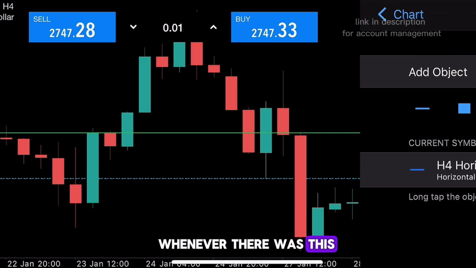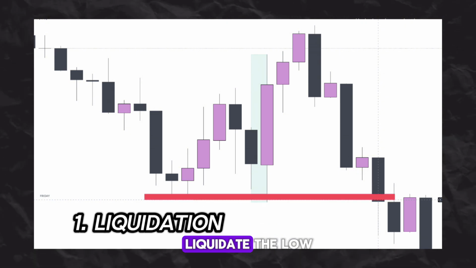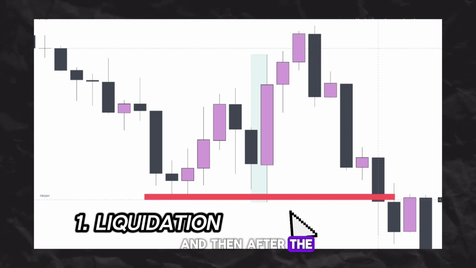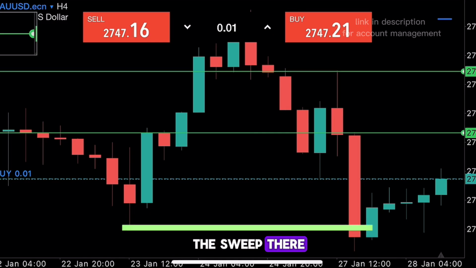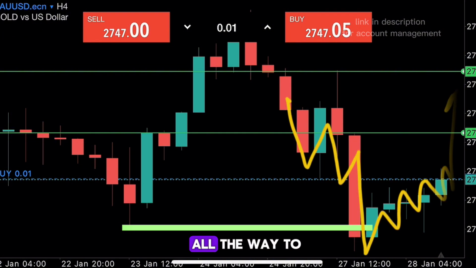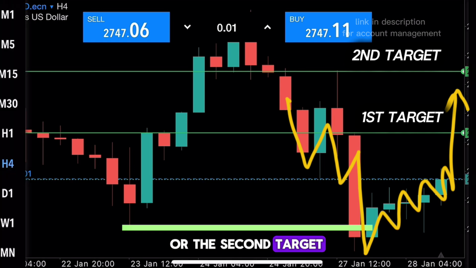Whenever there's a New York session, price tends to liquidate the low, which is going to give you a sweep, and then after the sweep it's going to trend. So basically that is the sweep there, and what we're expecting is for price to trend all the way to that first target there or that 2nd target there. That's why I was marking those points there.